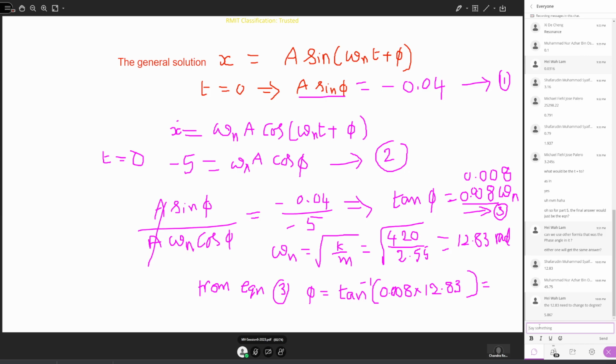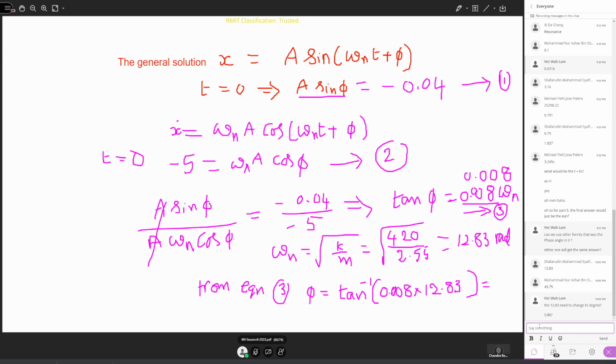Just hold on. What's that answer? 5.86 degrees. That appears to be all right, 5.86. So you will know phi. Once you know phi, you can substitute in equation 1, then solve for A.